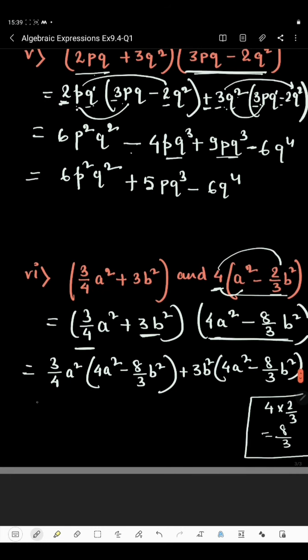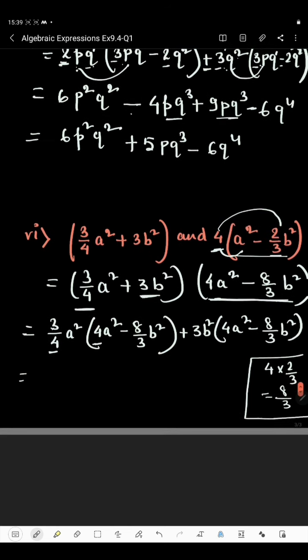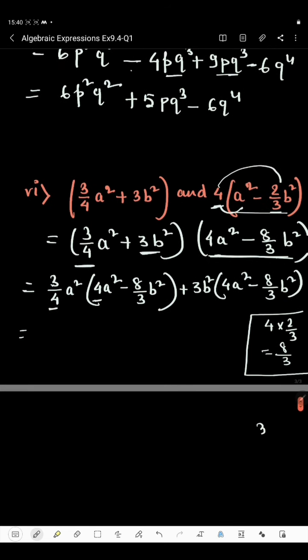Okay, now 3 by 4 multiplied by 4, we'll just multiply the numbers first. So 3 by 4 multiplied by 4, 4 cancels, we'll have 3. Now here a is squared and here also a square is there. So 2 plus 2, 4. So it will be 3a to the power 4. Then we have the minus sign.